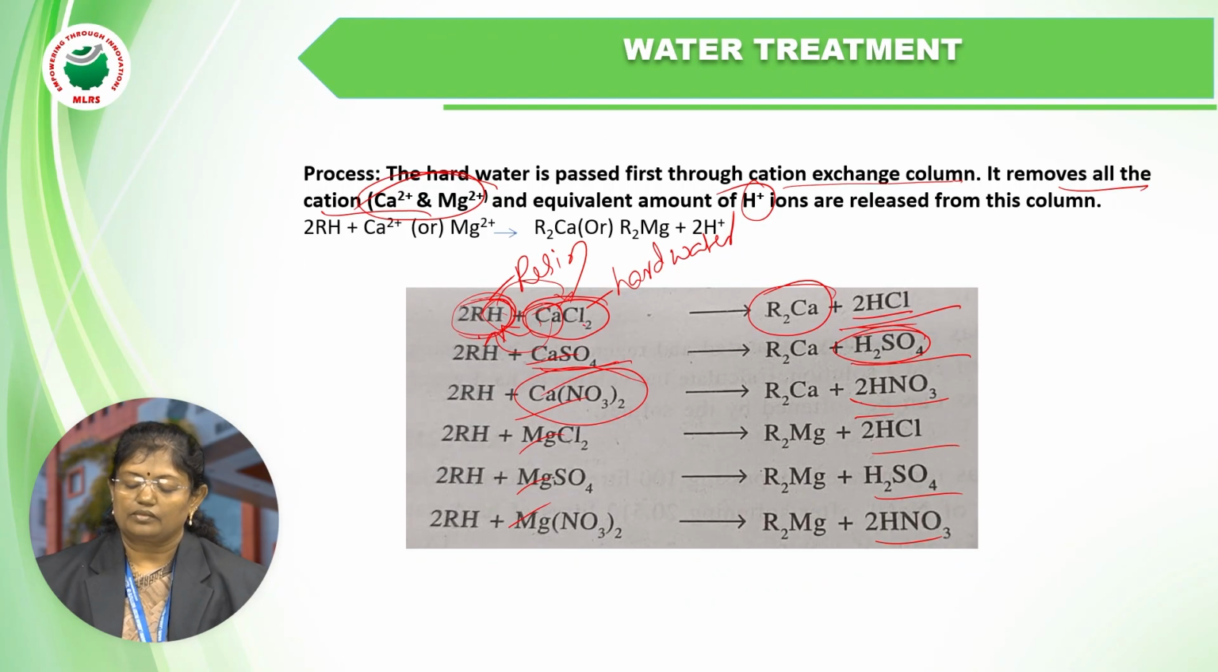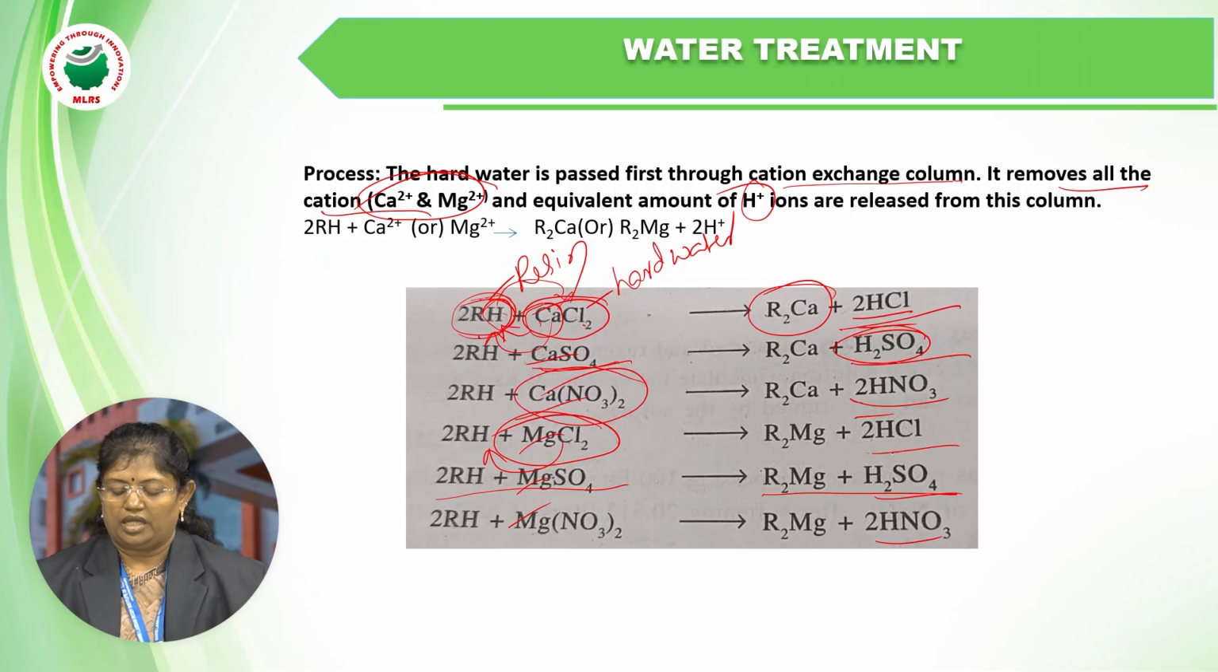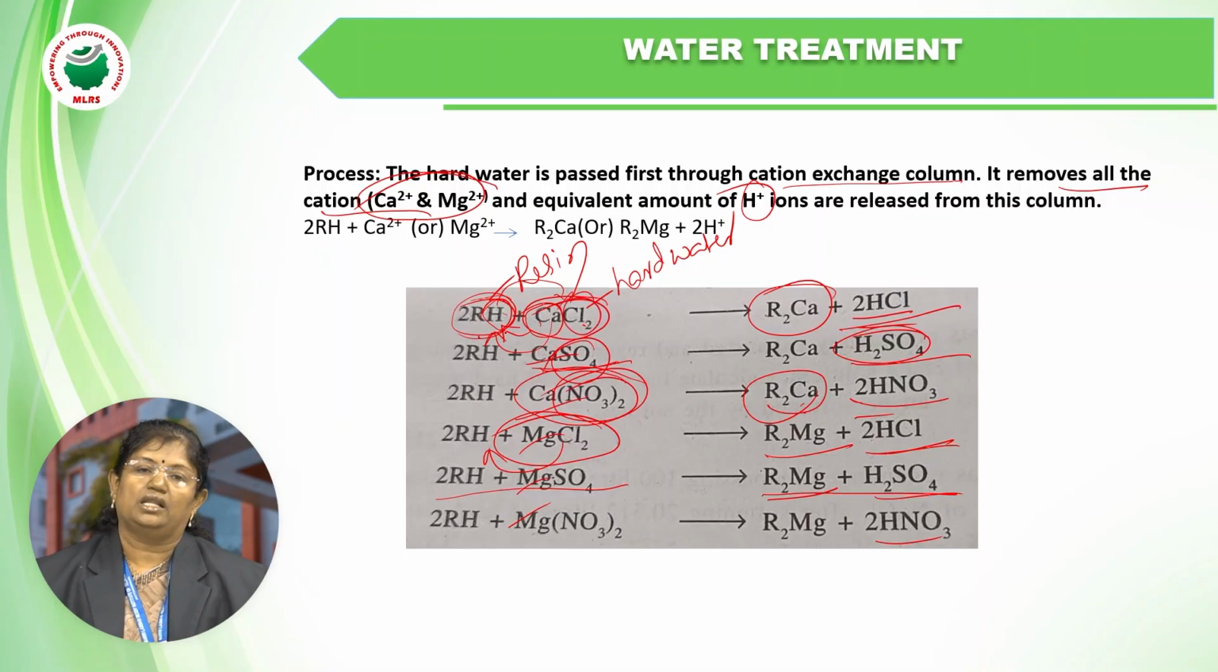Now see, these are the reactions involved in that, which are very important. You should keep them in mind. Whatever salt is present in the water will react and form HCl, R2Mg. If magnesium is there, R2 magnesium. If calcium is there, R2 calcium. If sulfates are there, H2SO4 is formed. If nitrates are there, nitric acid is formed. And if chlorides are there, HCl will be formed from the cation exchanger.